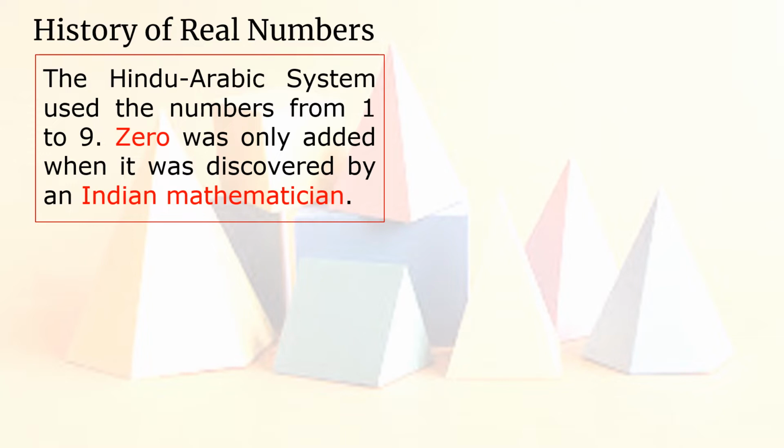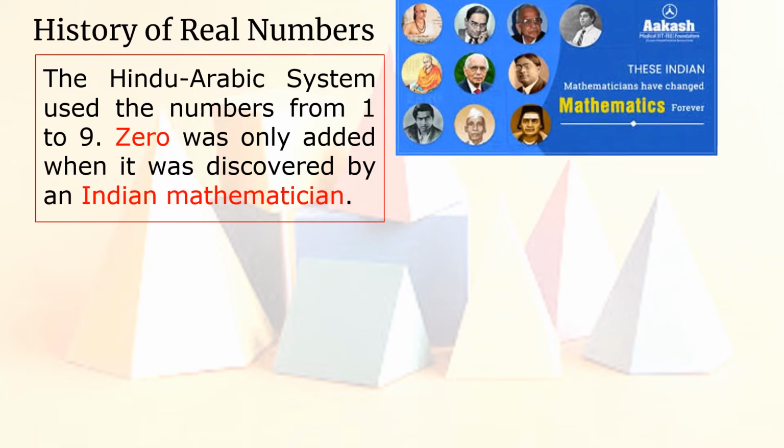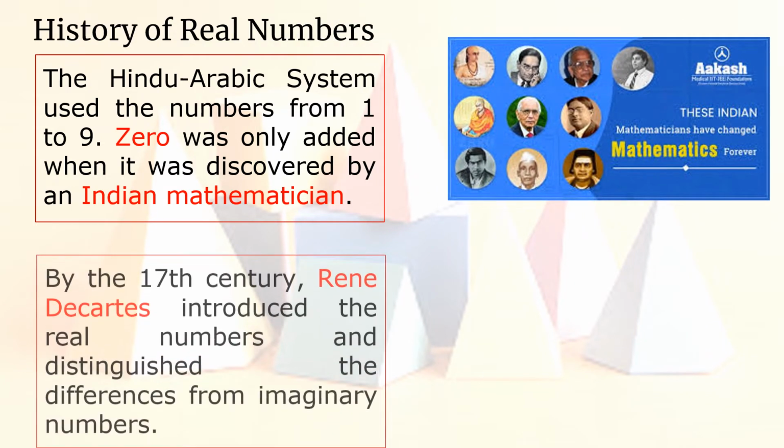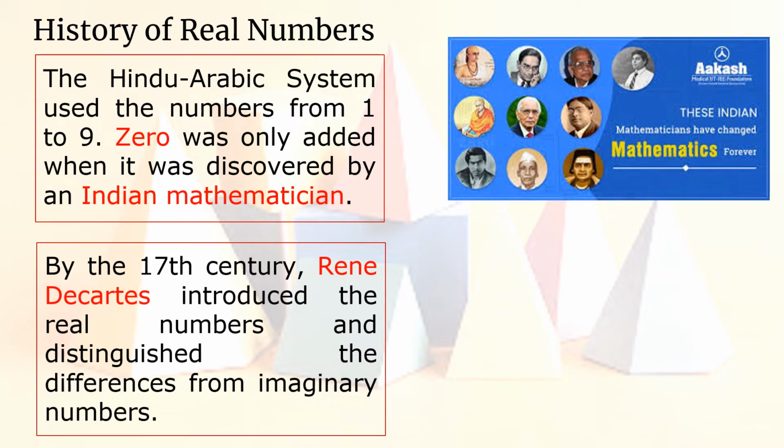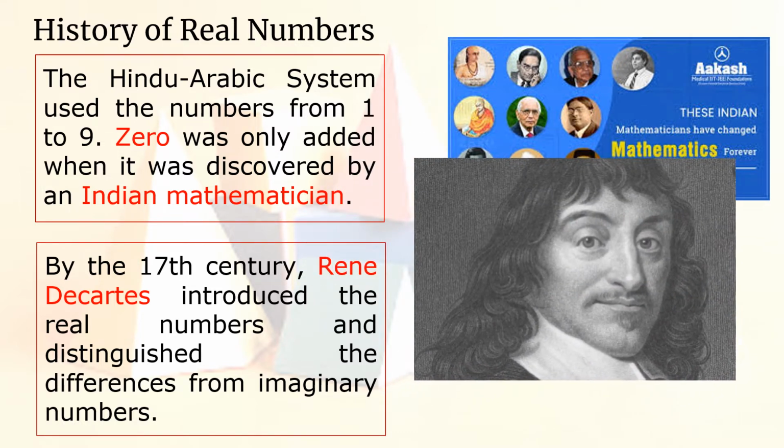So the Hindu-Arabic system used the numbers from 1 to 9. Zero was only added when it was discovered by an Indian mathematician. By the 17th century, René Descartes introduced the real numbers and distinguished the differences from imaginary numbers.